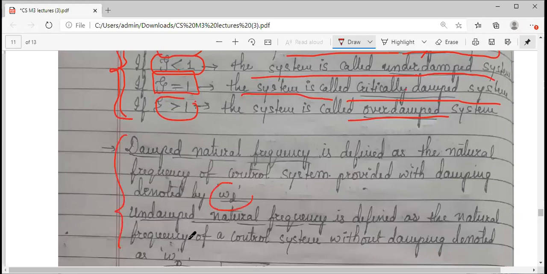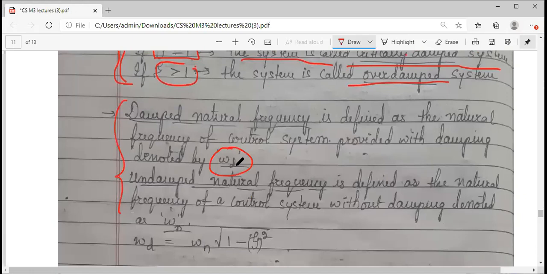These 2 terms are important, W subscript D and W subscript N. You come across these 2 terms in your transfer function equation. So as a note you can take down: what do we mean by WD and WN? WD is called the damped natural frequency.